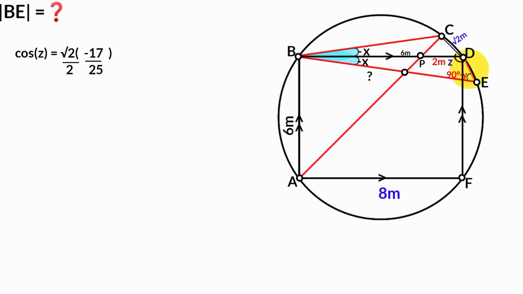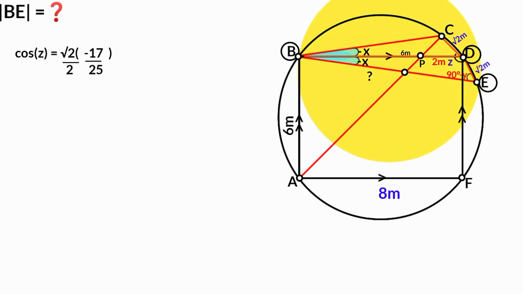Look at this chord DE and this chord CD. They both subtend an angle x to the circumference. In a circle, any two chords that subtend the same angle in the bigger segment are equal in length. That is, this chord and this are equal. So since this is root 2 meters, this must also be root 2 meters.